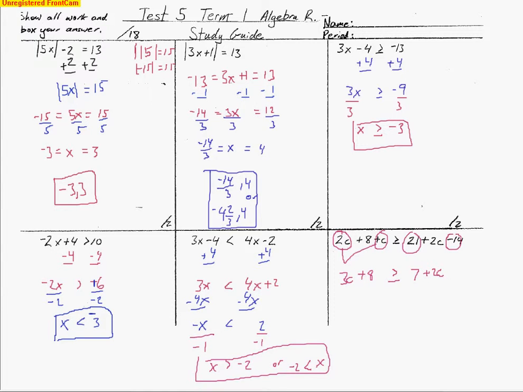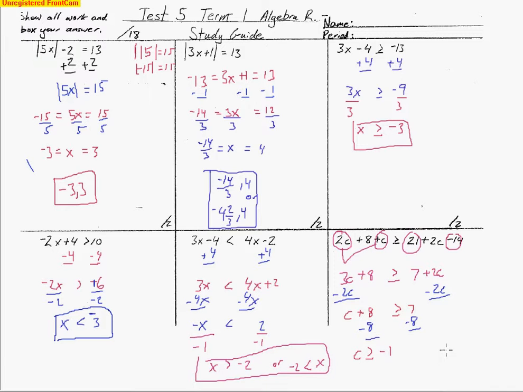And so from this point, now I've got it down to the stage just like I had that last problem where I'm going to do opposite operations. So here I'm just going to subtract the 2c from both sides. That leaves me with c plus 8 is greater than or equal to 7. So from that point, all I have to do is subtract that 8 from both sides, and then that gives me my answer. So now c is greater than or equal to -1.